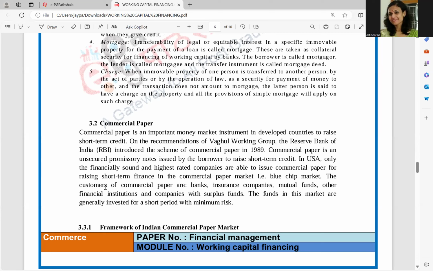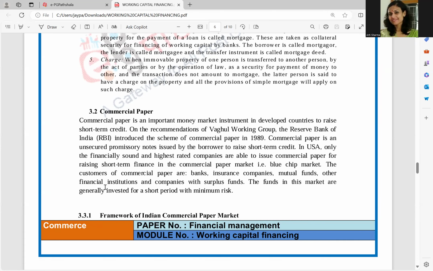The customers of commercial papers are banks, insurance companies, mutual funds, and other financial institutions. तो कमर्शियल पेपर्स जो परचेस करते हैं कंपनी से, वो बैंक्स हो सकते हैं, इंश्योरेंस कंपनीज हो सकती हैं, म्यूचुअल फंड्स होते हैं. मीन्स ये सब कॉर्पोरेट्स होते हैं, इंडिविजुअल्स नहीं होते. Other institutions and companies with surplus funds.